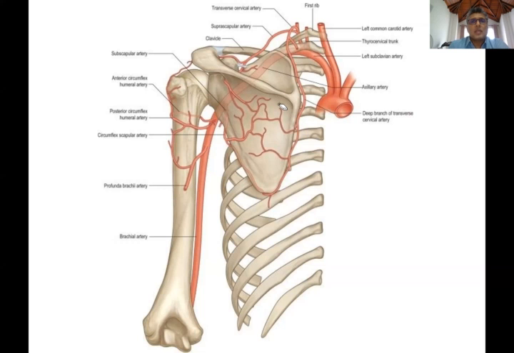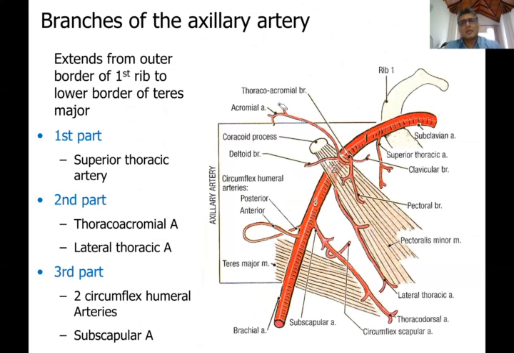If we move to the next slide, now here this is a familiar picture. You have seen this picture in your dissector, I think. Now this is a very nice diagram of how you give these names. So it is subclavian artery up to the outer border of the first rib. Beyond that is the axillary artery up to the lower border of teres major muscle. Then beyond that is the brachial artery, as I said before.